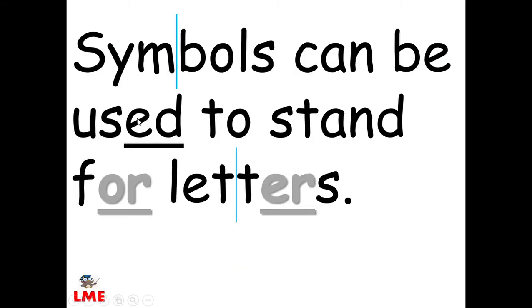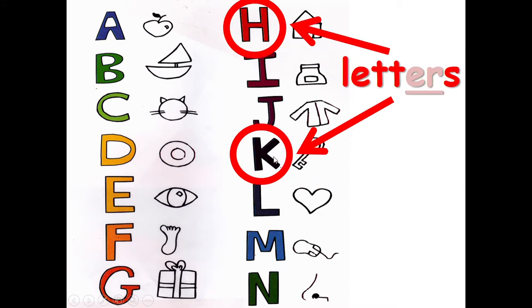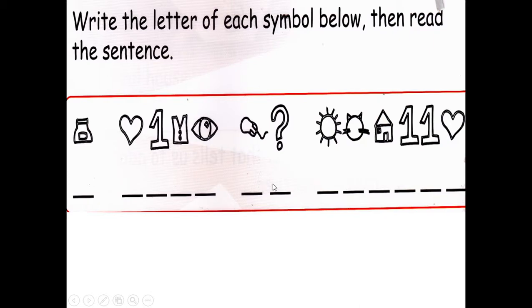Symbols can be used to stand for letters. So the house symbol stands for H. The key symbol stands for K. So H and K are letters. Write the letter of each symbol below. Then read the sentence.